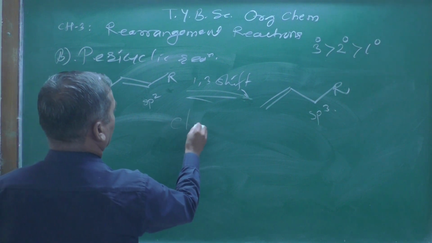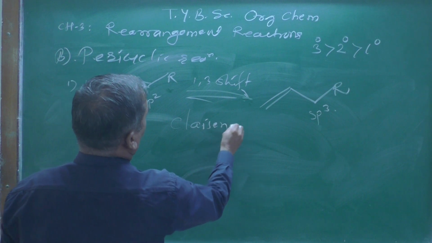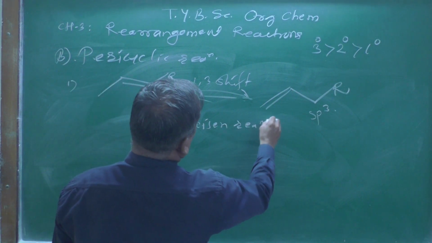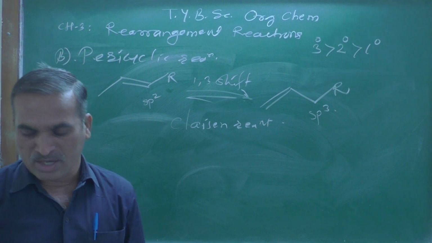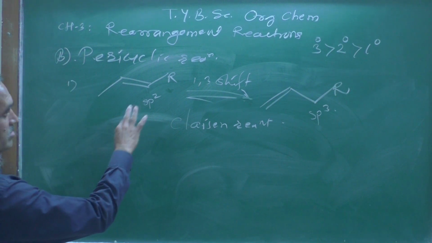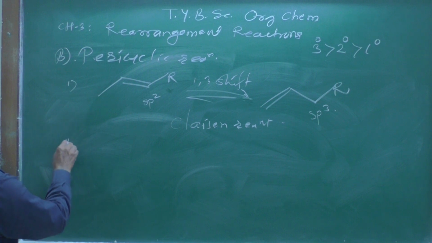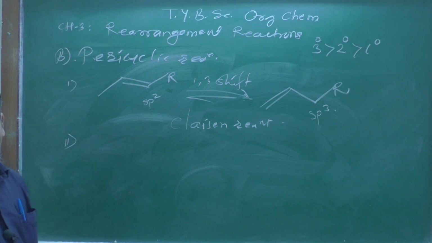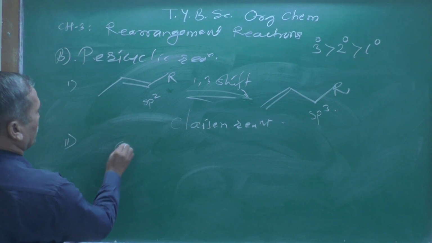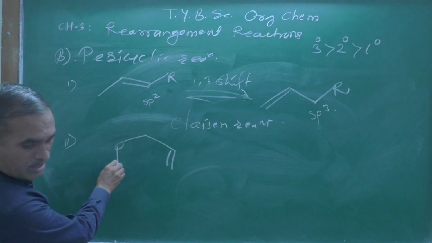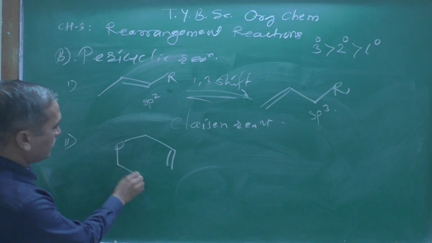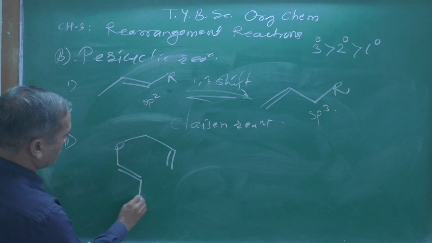This one is a Claisen rearrangement reaction. In Claisen, we have heard a 1,3 shift generally occurs, and this type of reaction is called a Claisen rearrangement reaction. And second, one more example I am going to give over here. So this type of compound can also show this.